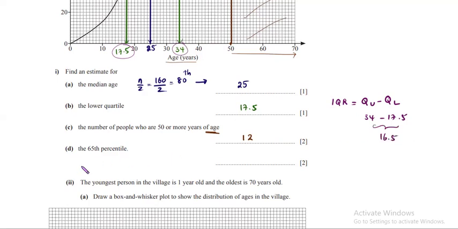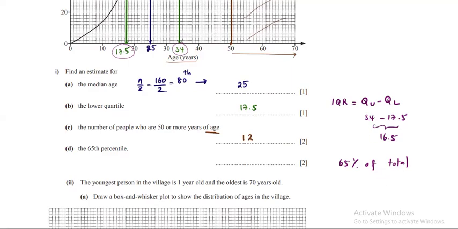The next thing is to find the 65th percentile. The 65th percentile means the score that is going to be at 65% of the total amount. So first you need to find what 65% of the total scores is. That will give you the position of the score. Then you need to find what is the score in that position. That is what we are supposed to do.